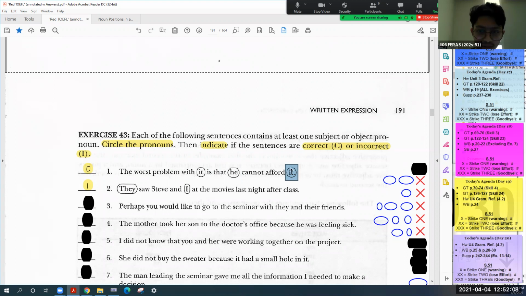I think it's a verb. A verb? No, subject. Subject? Position, verb, object. Which position is it, you guys? Tell me the position.